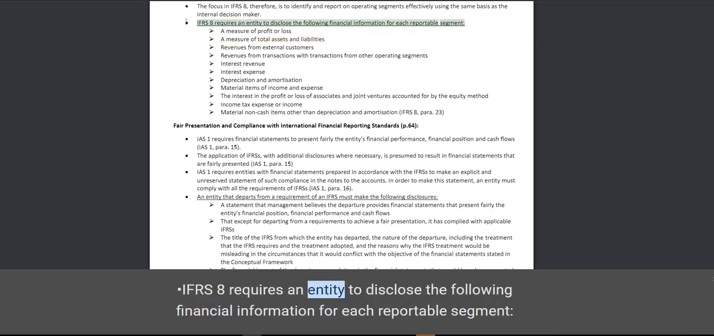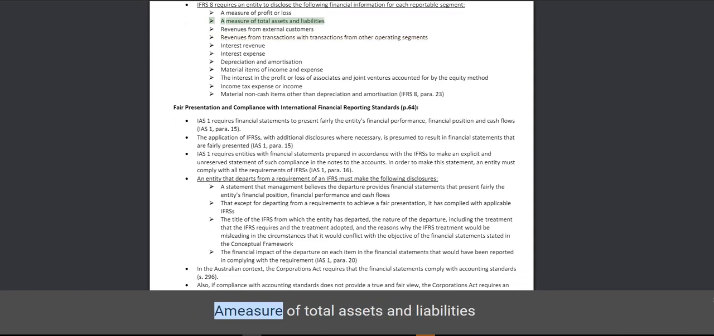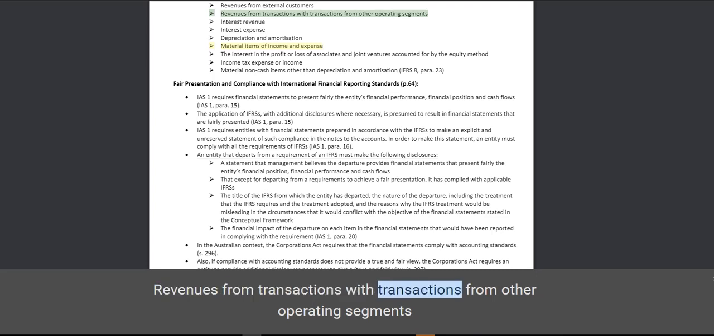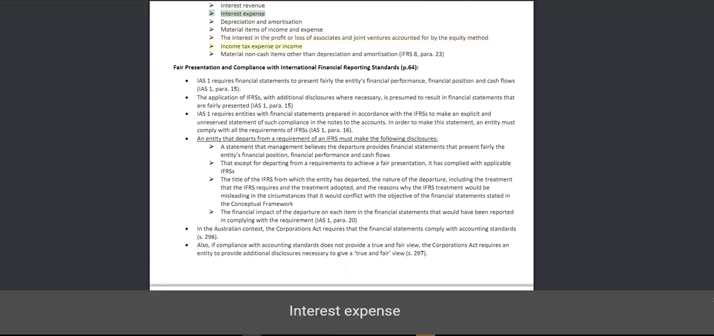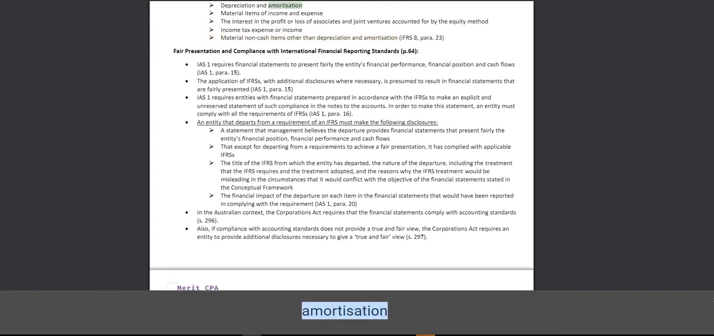IFRS 8 requires an entity to disclose the following financial information for each reportable segment. A measure of profit or loss. A measure of total assets and liabilities. Revenues from external customers. Revenues from transactions with other operating segments. Interest revenue. Interest expense. Depreciation and amortization.